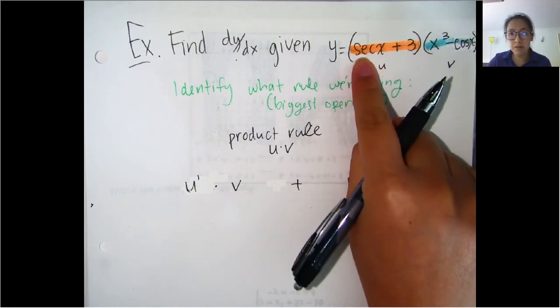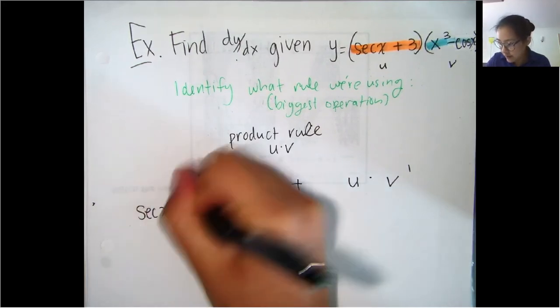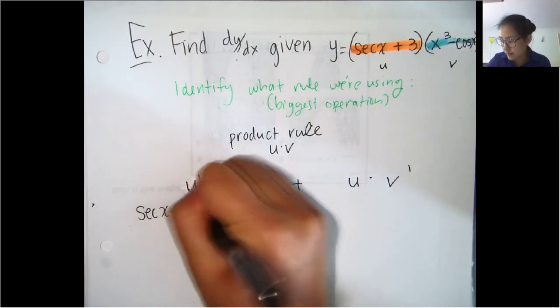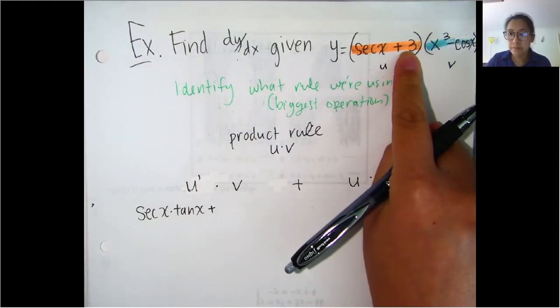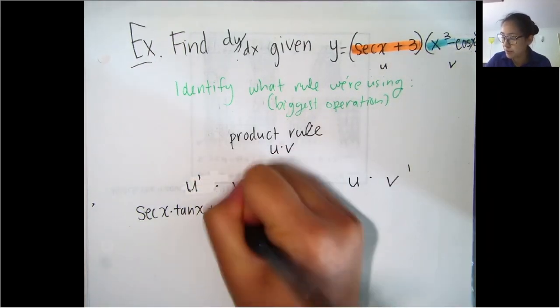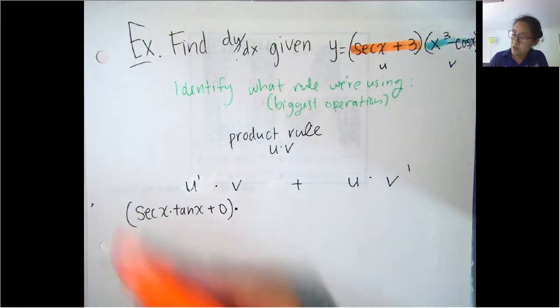So what's the derivative of secant of x? Well, that would be secant of x times tangent of x. Okay, plus what's the derivative of 3? Well, that's a constant. So the derivative of 3 would be 0. And so we put plus 0. So that was the derivative of u, so we'll underline that.